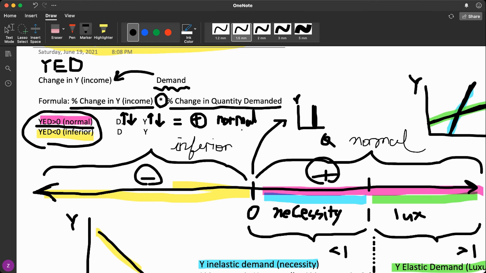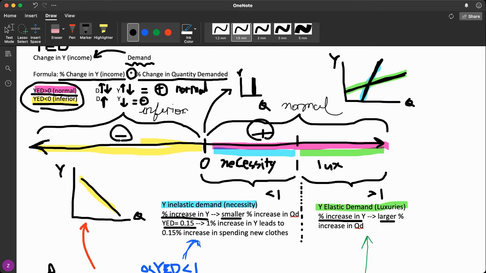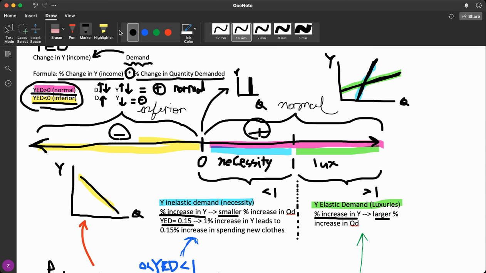And if YED is less than 0, and if you apply the same logic here, you'll be able to tell that a good is actually inferior in this case, since the negative sign indicates that when my income rises, the demand for the good will fall, or when my income falls, the demand will rise. So the relationship here is negative, right? So, from the sign of YED, you'll be able to tell whether it is a normal or an inferior good that we're considering here.